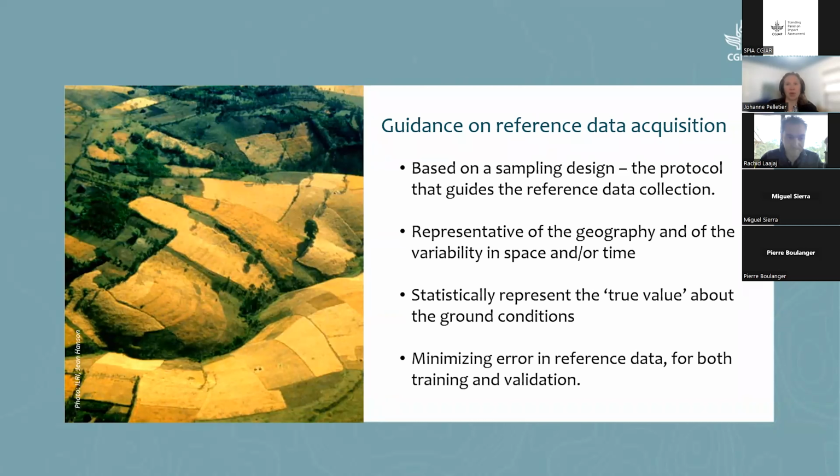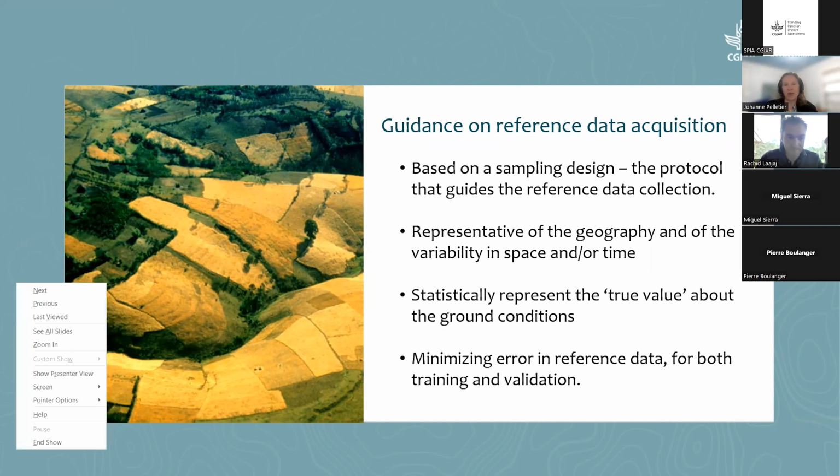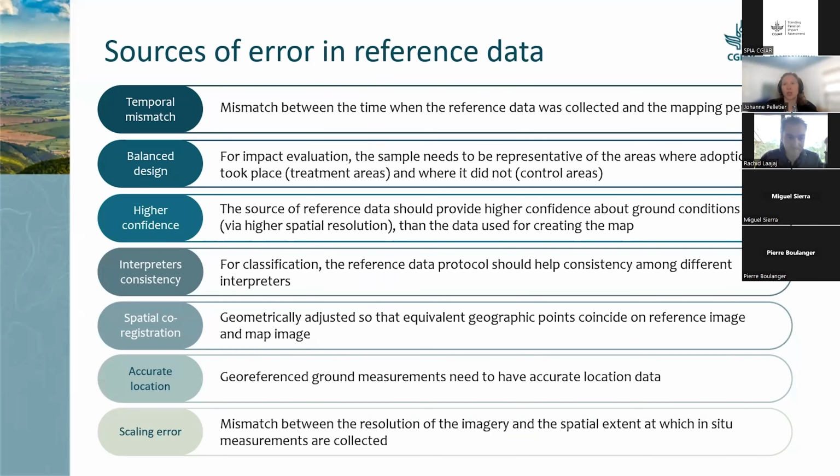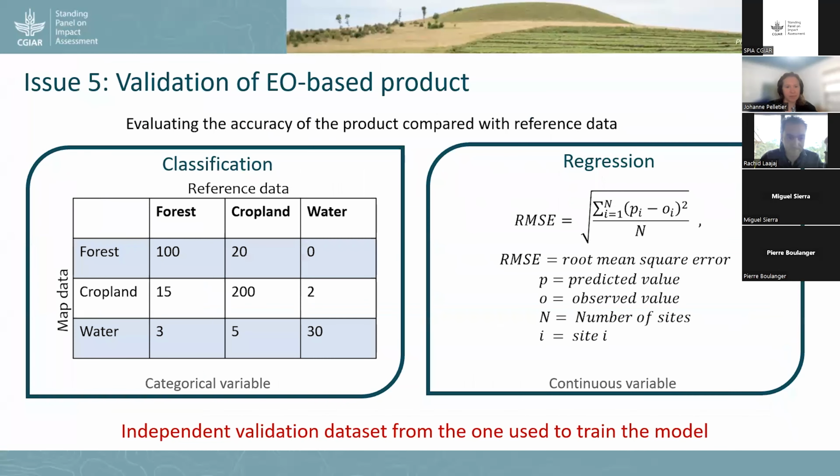So I will skip some areas. It's a main barrier, and definitely there can be introduction of error in reference data acquisition. So it's important to try to minimize error. Sources of error can be temporal mismatch, a problem with an unbalanced design, and so on, but I'm not going to go through all of them because of time constraints.